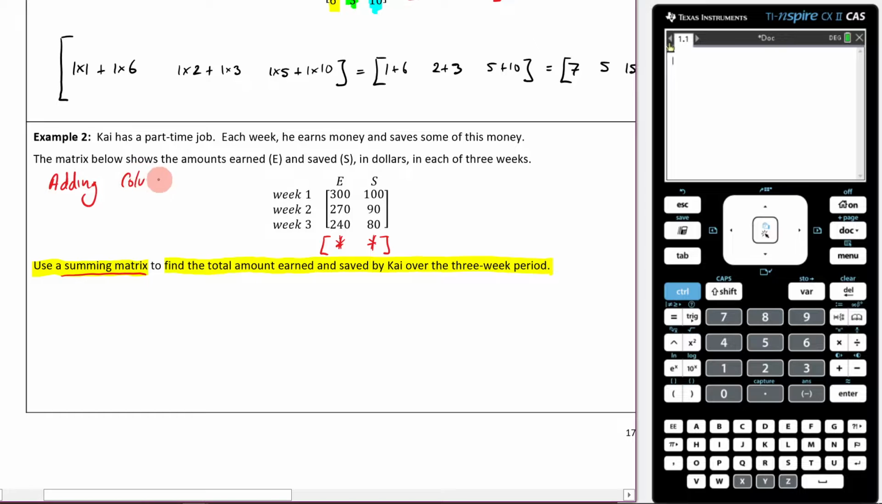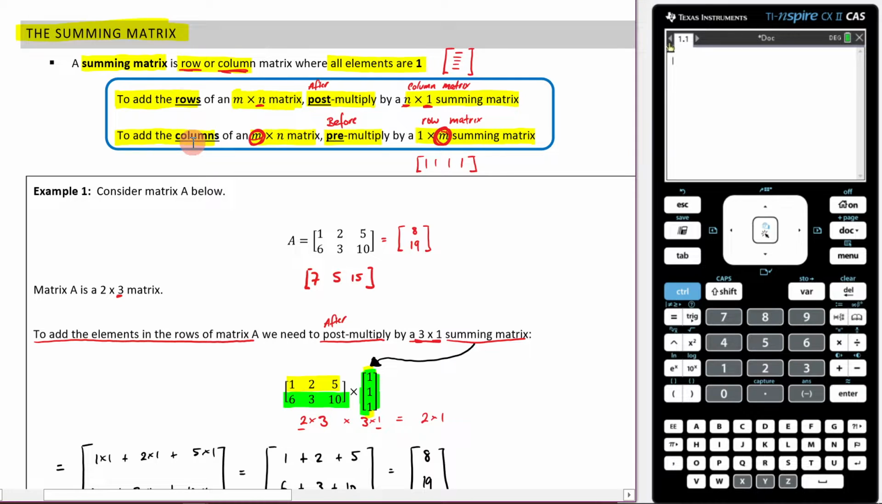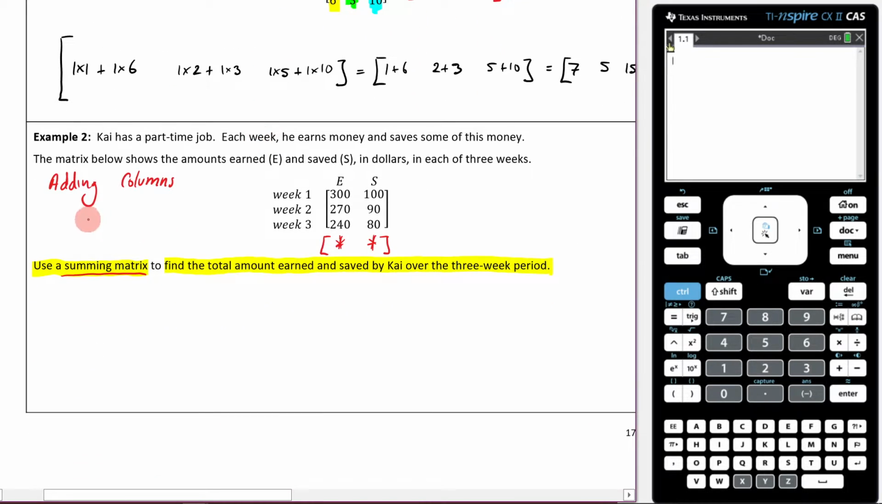Adding columns. So now what we could do is we come up to our notes here and we could say, well, when you're adding columns, what we're going to be doing is pre-multiplying by a row matrix. And our row matrix is going to take the form of 1 times m, where m represents the amount of columns and is equal to the amount of rows in the original.